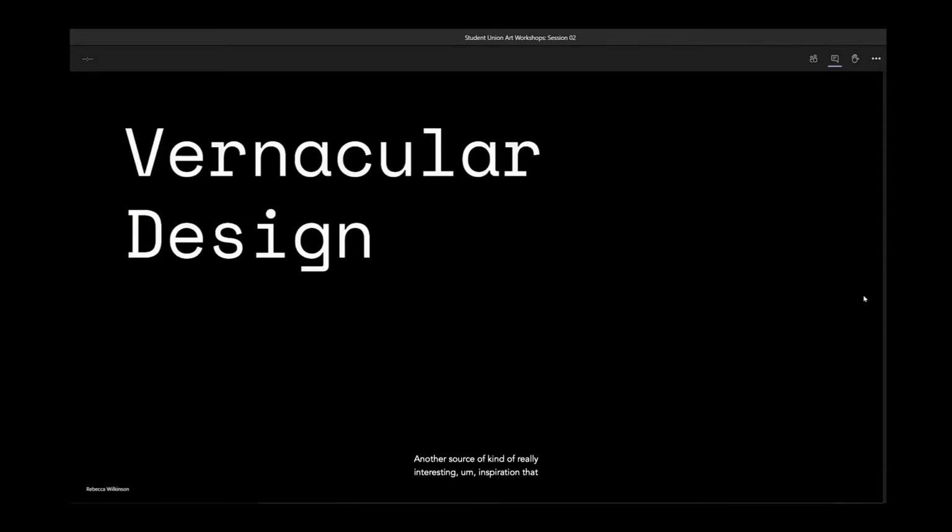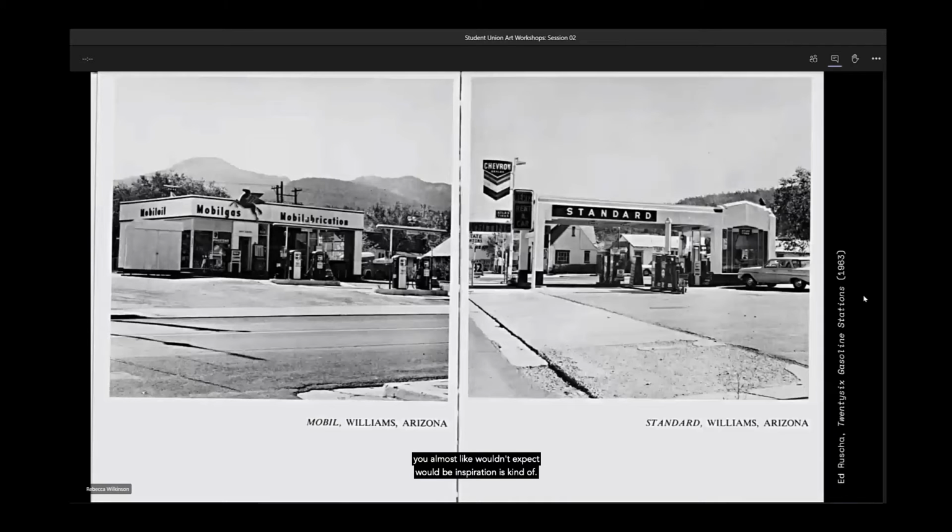Another source of really interesting inspiration that you almost wouldn't expect would be inspiration is the vernacular, the regular environment around us. An earlier artist to really embrace vernacular design was Ed Ruscha. He was an American artist, typographer, photographer. This is a spread from his book called 26 Gasoline Stations from the early 60s.